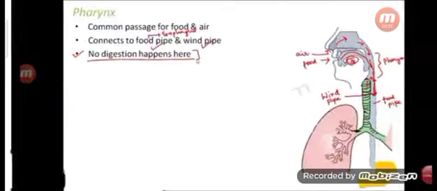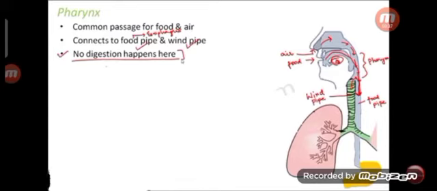First of all, what is the pharynx? It is the common passage for food and air. We can't just say it is the passage for air; we are saying that it is the passage for food and air. It connects to the food pipe and windpipe. The food pipe alone is known as the esophagus. No digestion happens here; obviously, digestive processes don't happen in the pharynx.